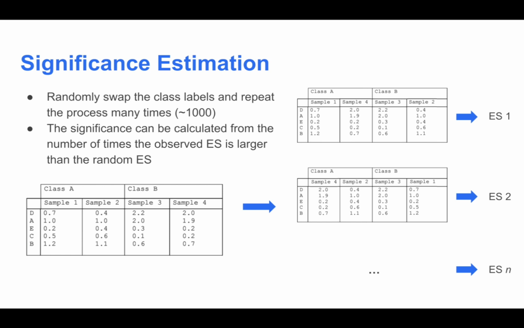But I mentioned significance a couple of times. I want to make sure I go over how significance is actually estimated. So I think essentially the traditional way of doing this is to randomly swap the class labels of your samples and then repeat the process I just talked about many, many times, usually like 1,000 different permutations. And then the significance can be calculated from the number of times when your observed enrichment score is larger than the enrichment score you got from these random permutations, if that makes sense.